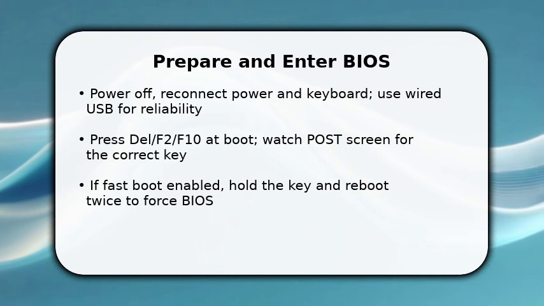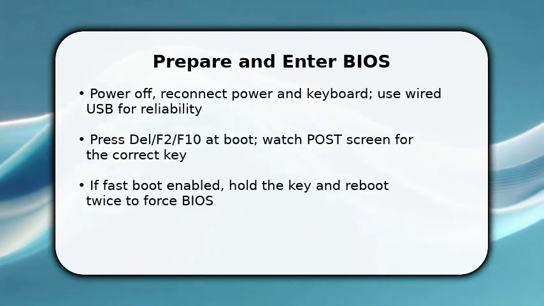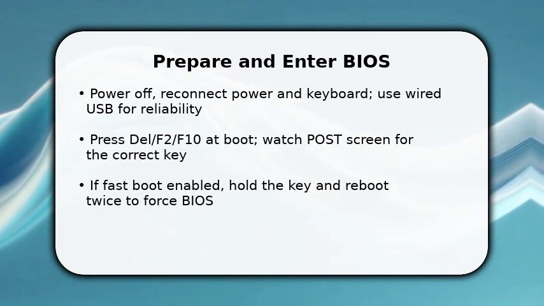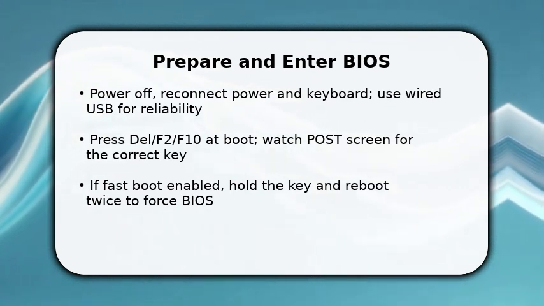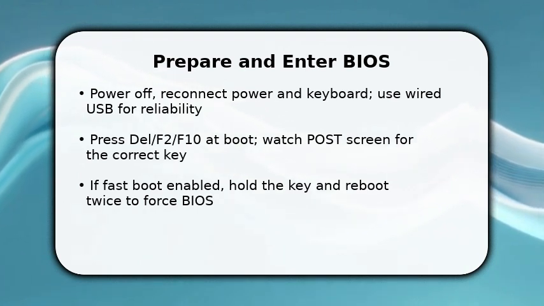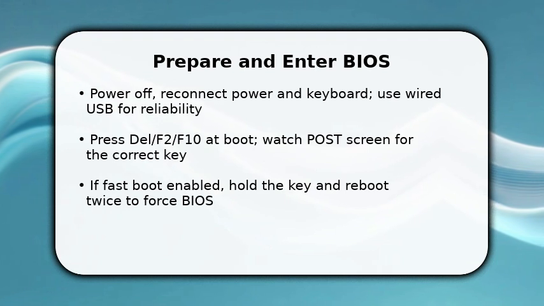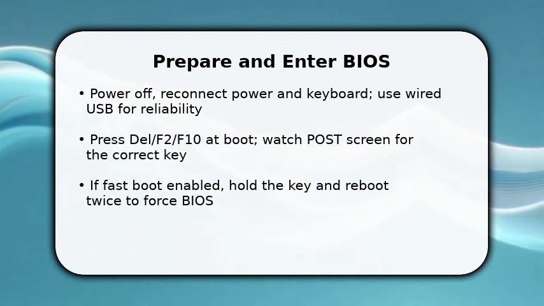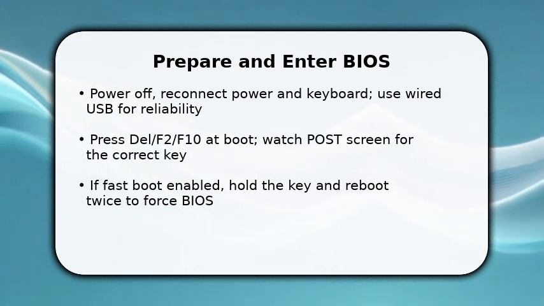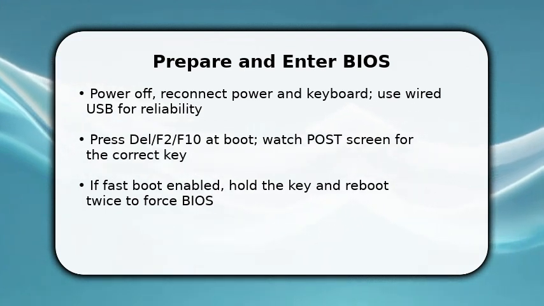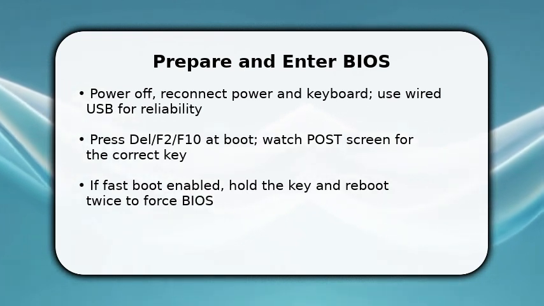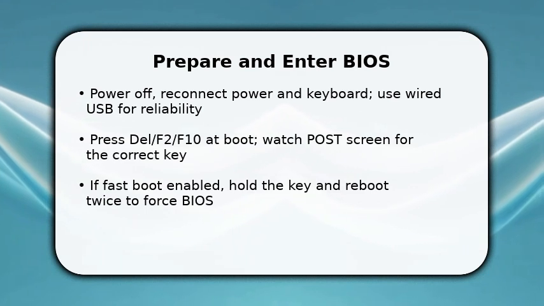You start by powering down and connecting a reliable wired keyboard. This reduces missed key presses. Once done, power on and immediately press the motherboard's BIOS key, commonly Del or F2, watching the POST screen to confirm. If the board boots too fast, make sure to reboot once more and hold the BIOS key during the second startup so the firmware registers it. This gets you into the BIOS setup utility, where language options live and prevents accidental entry failures.